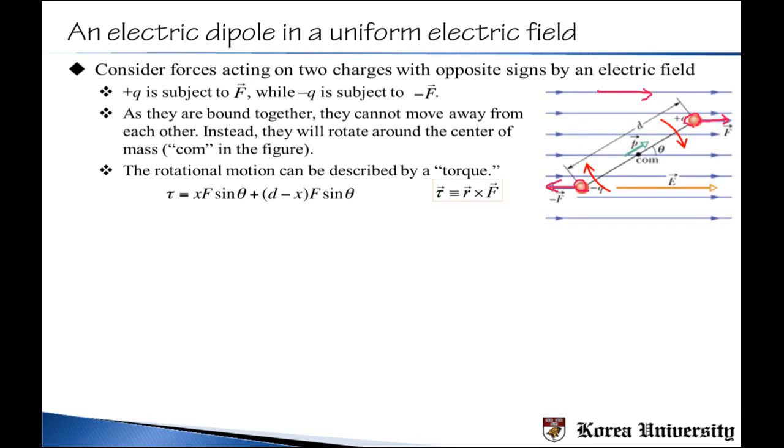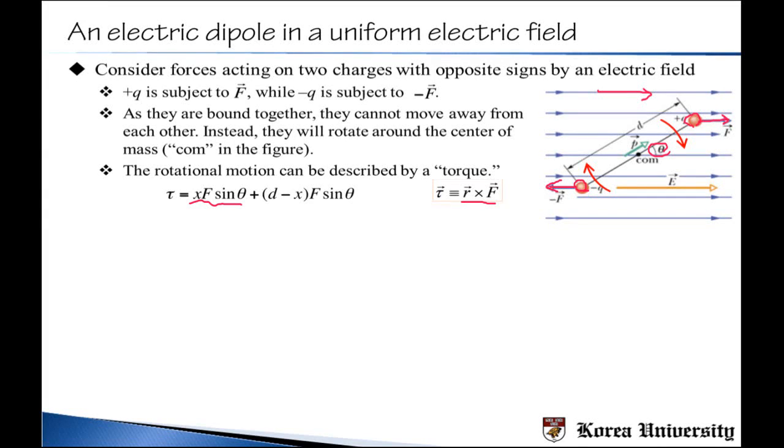So the first term is, let's call the distance between the center of mass and the location of the first charge x. So therefore, in the first term here, we have x multiplied by F, which is a Coulomb force, and then sine theta. So where does this sine theta come from? Remember that in the cross product, when you calculate the size of this cross product, we have to multiply by sine theta, which is the angle between these 2 vectors. So here we call this angle theta.